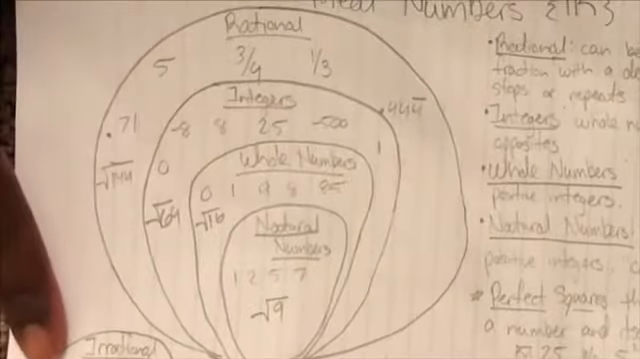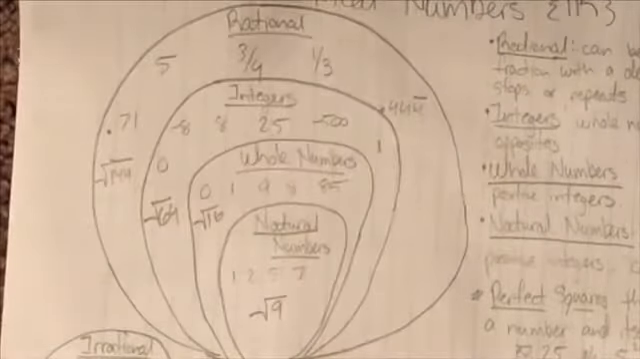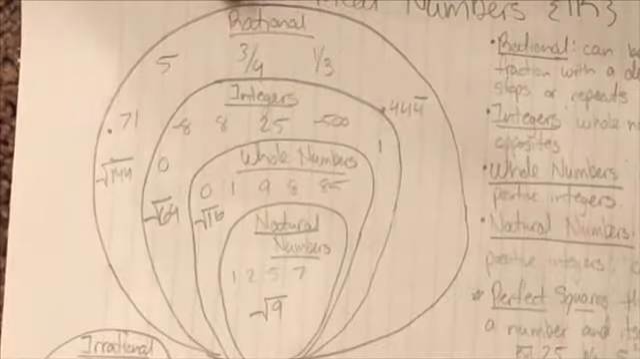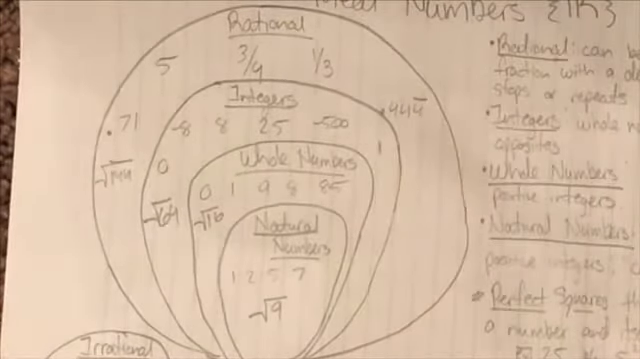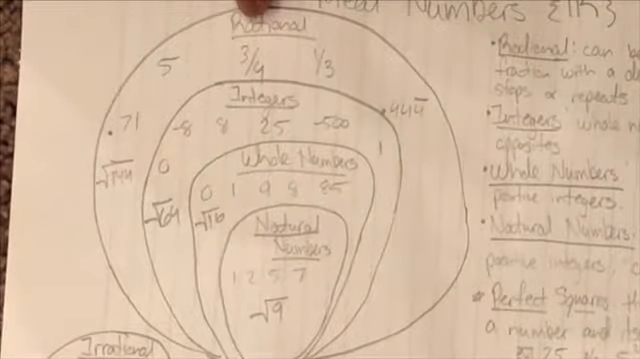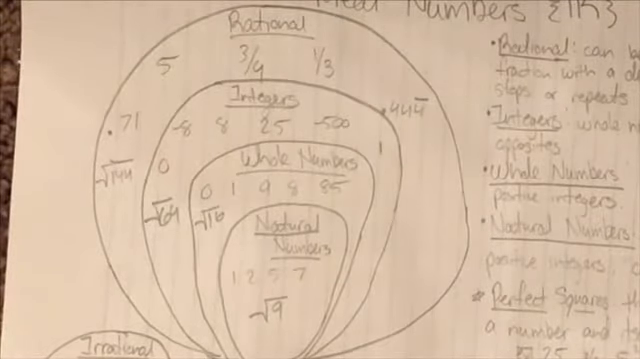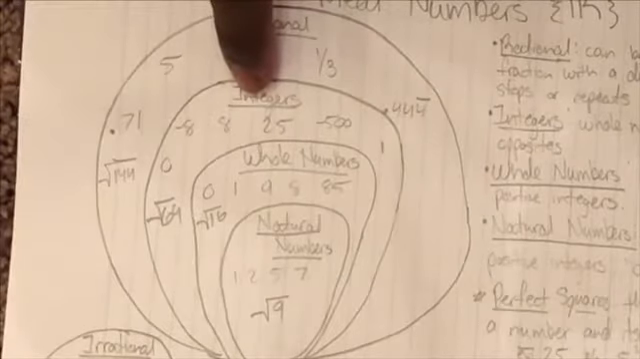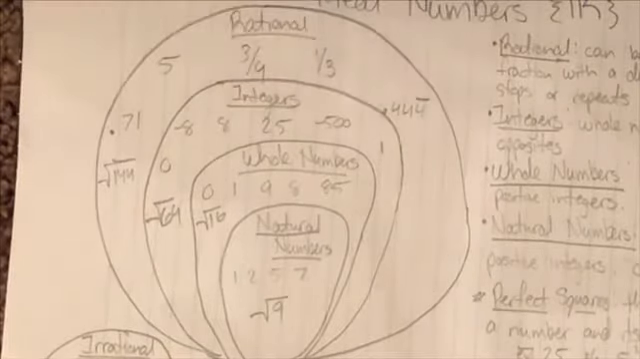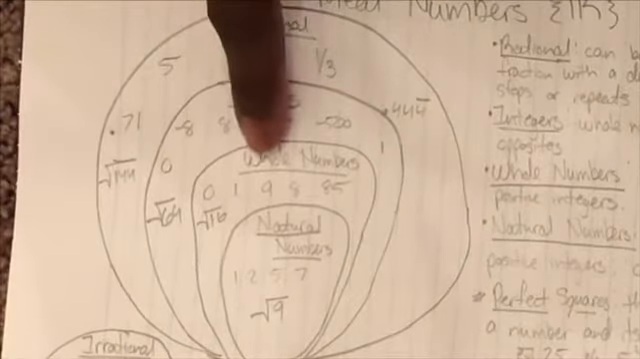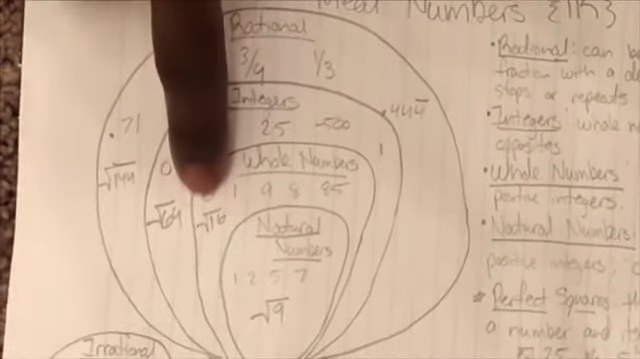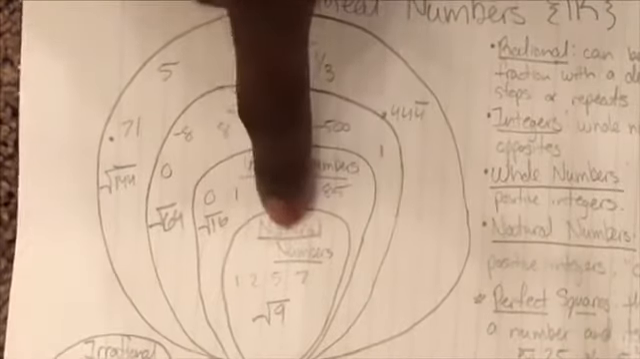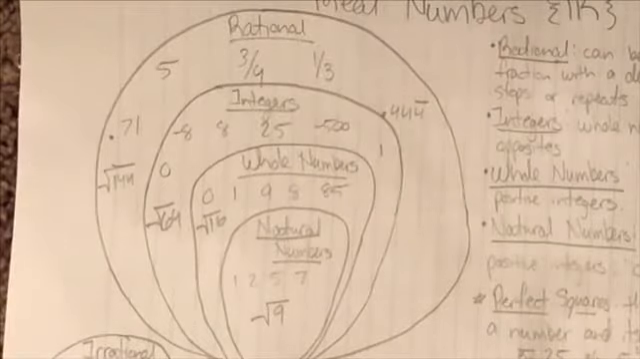In rational numbers, the root word of rational is ratio. The word ratio means as a fraction. So if it can be written as a fraction, and my definitions are off to the side, where the decimal stops or repeats, then that is considered to be a rational number. Integers are my whole numbers and their opposites: positive numbers, negative numbers, and 0. Whole number, the word whole reminds me of a whole, like 0. So 0 and all my positives are whole numbers, and then natural numbers is how we naturally count, starting at 1 and going up from there.